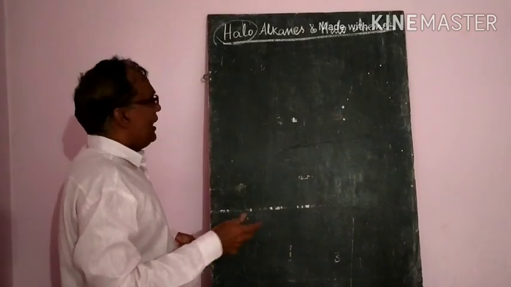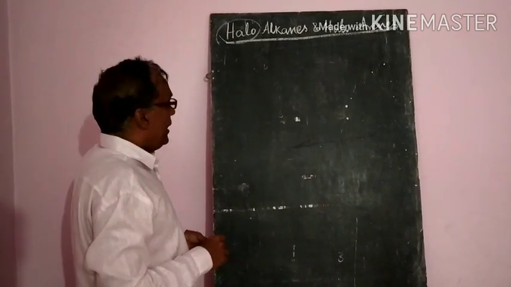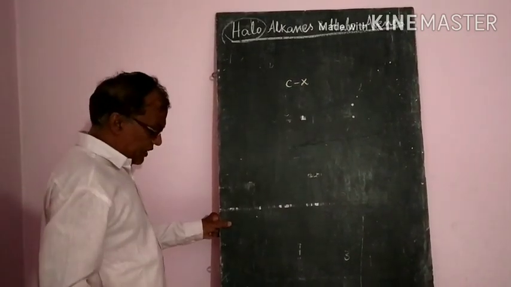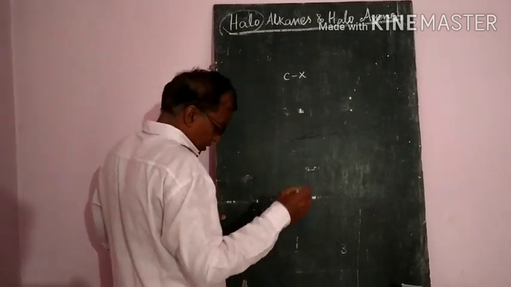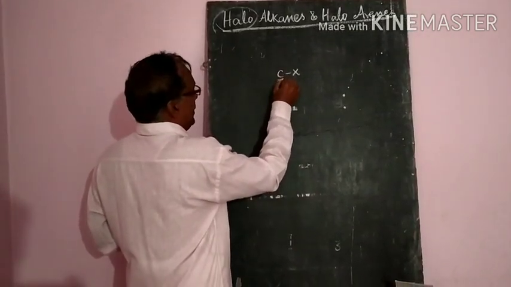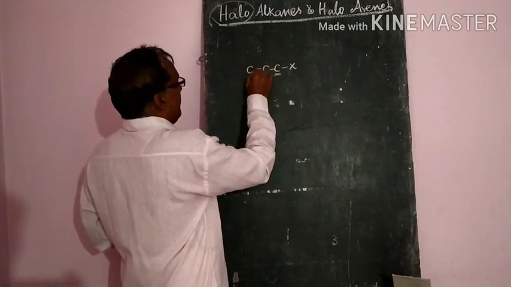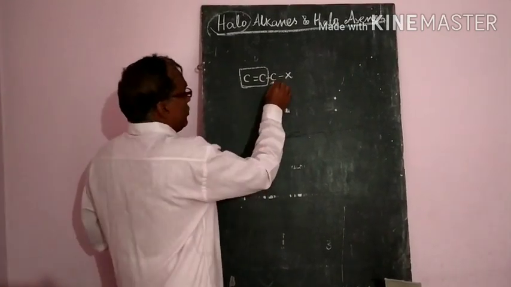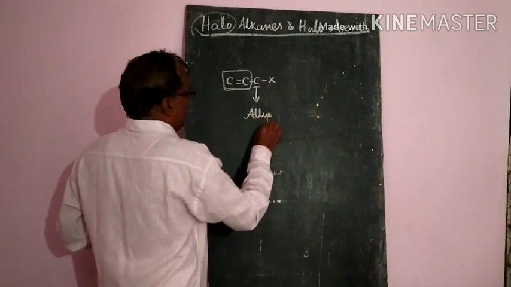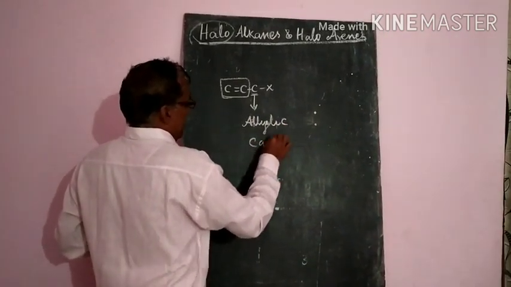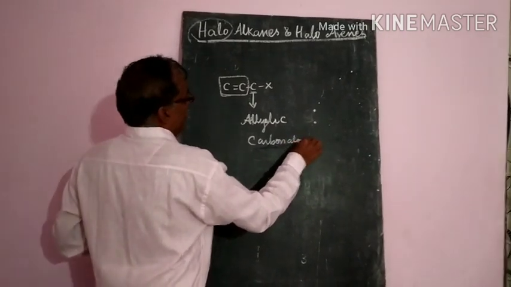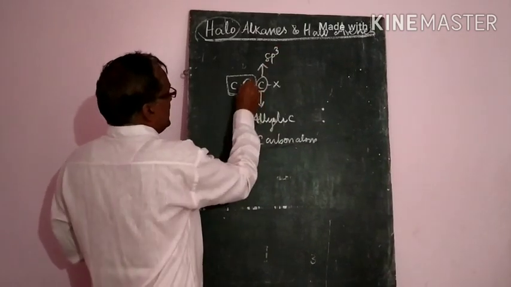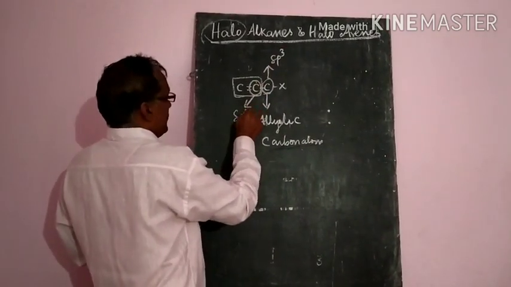Another classification is also there, according to the carbon atom where the halogen is attached. Two types are there. If you observe, if this carbon atom is attached to the carbon atoms of a double bond, adjacent to each other, then this carbon atom we will call the allylic carbon atom. Here its hybridization state is only sp3, but the hybridization state of the double bond carbons is sp2.